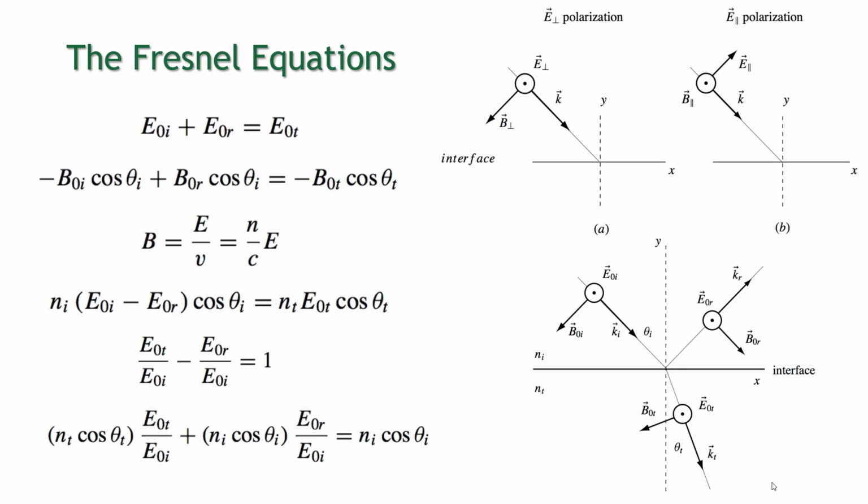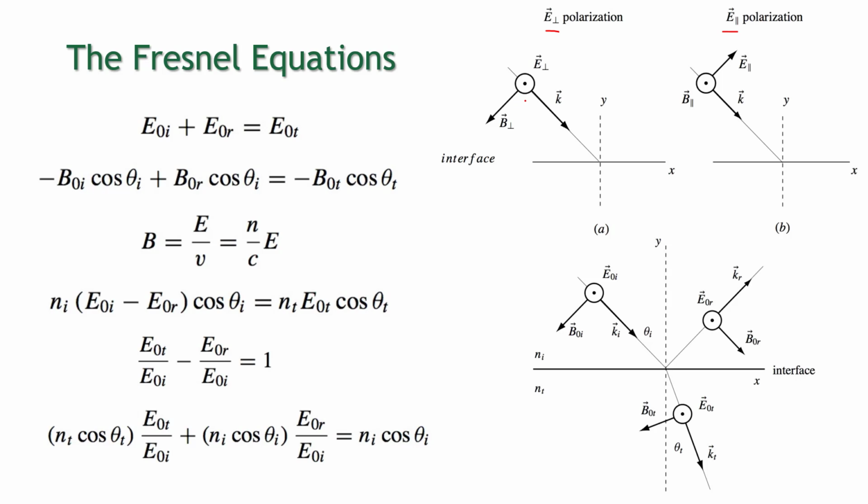Now let's use the boundary condition to the electric field and the magnetic field for two types of polarization. So we have E perpendicular. We touched a little bit on this one last time, E perpendicular and E parallel. So the plane of polarization, we have two planes here.